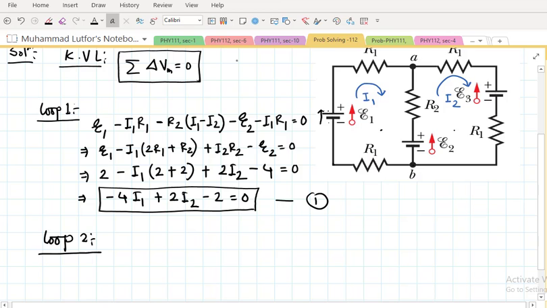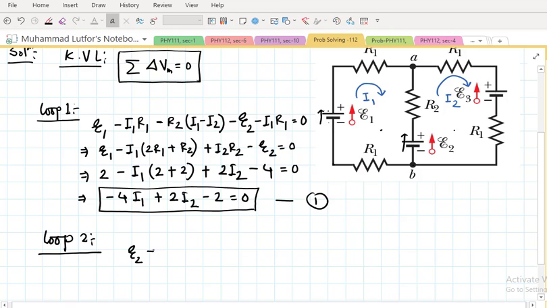Now if I start from the point B, I'll first face that E2, that should be plus, since I'm moving in that direction for loop number 2 right now, right? So this will be a higher potential, this will be lower potential. This is my final point, this is my initial point. So final minus initial will give me a positive quantity over here.